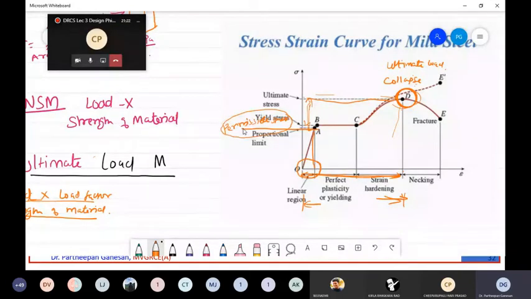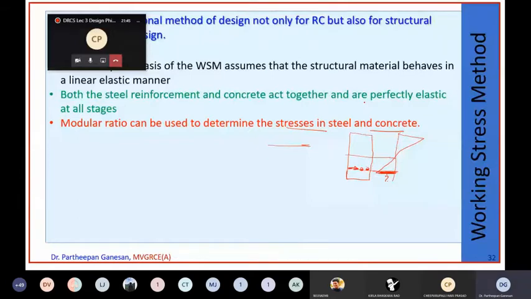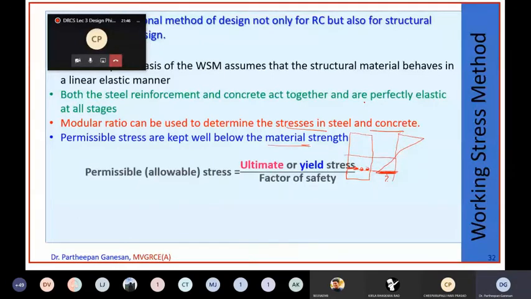Consequently, you will have a higher section. If you see the cross section of a column designed based on working stress method, you will have a very large section. But if you design the structure based on ultimate load method, your structure will be very thin, because you are taking the stress in the concrete or in the materials up to this much. In working stress method, permissible stress is ultimate stress divided by factor of safety in case of brittle material, and yield stress divided by factor of safety for ductile material.